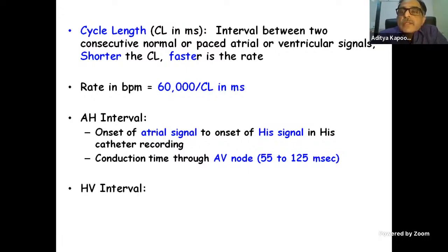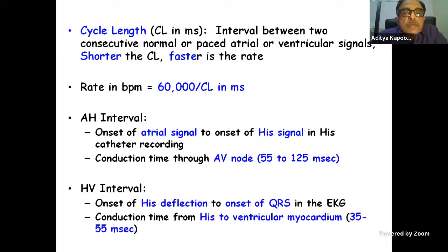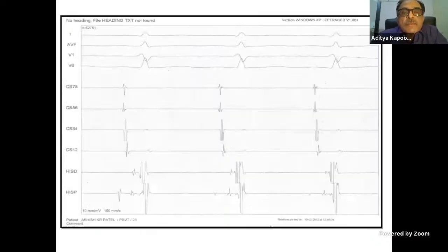What is the HV interval, Sriram? Sir, it is the interval from the H wave to the V wave, which is seen in His channel. What V wave? From the His deflection to the onset of the V in the ECG, right? And yes, it reflects the conduction time from His to ventricular myocardium, normally 35 to 55 milliseconds.